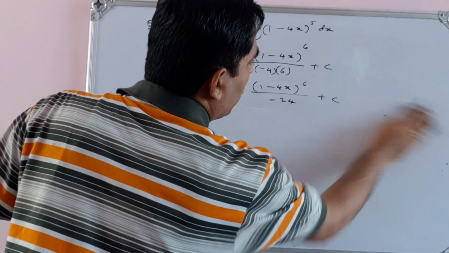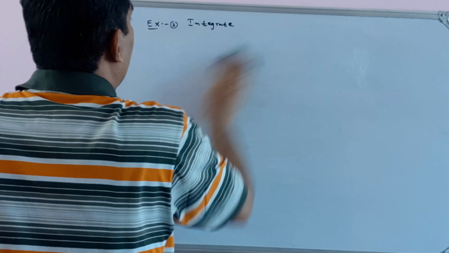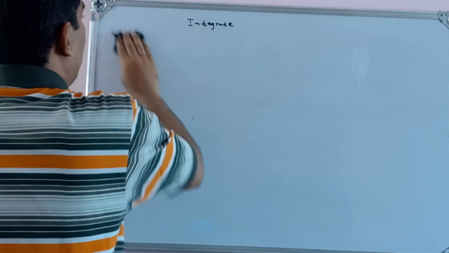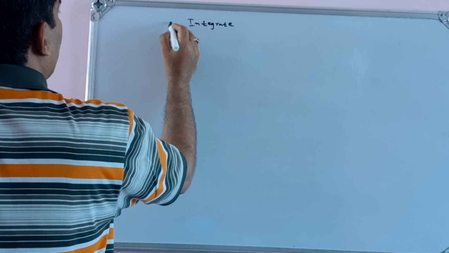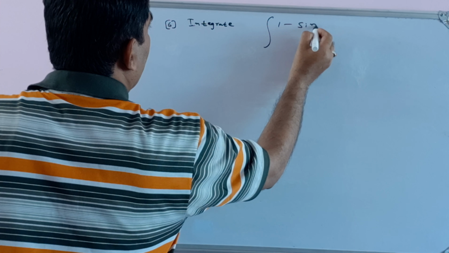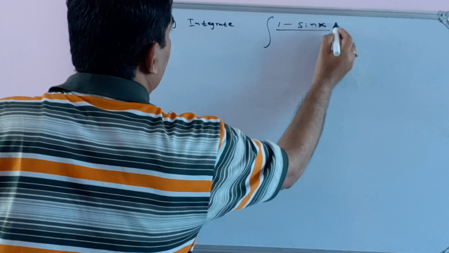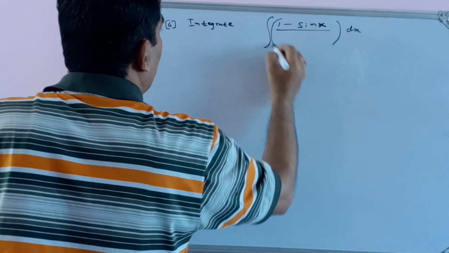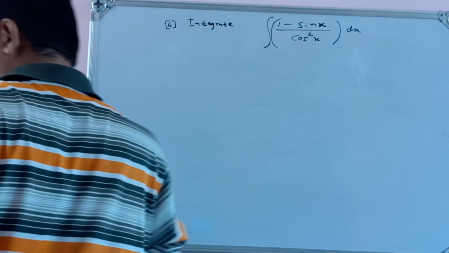Then let us go for the sixth one. Let me do this: 1 minus sin x divided by cos square x. Observe this important example.